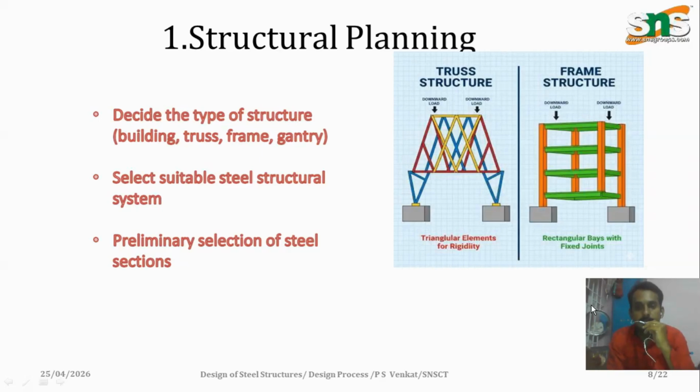The first step is structural planning. Here engineers decide the layout, where columns go, how beams are arranged, and what type of structure is suitable. This step is like creating a blueprint of the entire system.